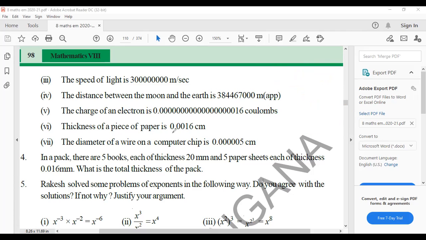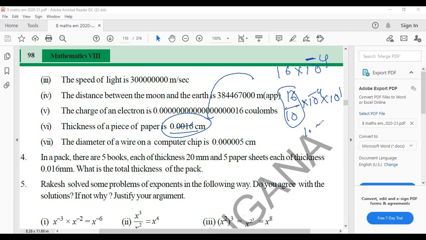Next, this is a clear, simple question. How can you write 16 into 10 to the power of minus 4? Okay? Because 4 digits are there, you can write directly minus 4. Next extension, what can you add on? 16 by 10 into 10 to the power of minus 4 into 10 to the power of 1. This portion you can write 1.6 into 10 power minus 4 into 10 power plus 1 becomes 10 power minus 3. Clear?